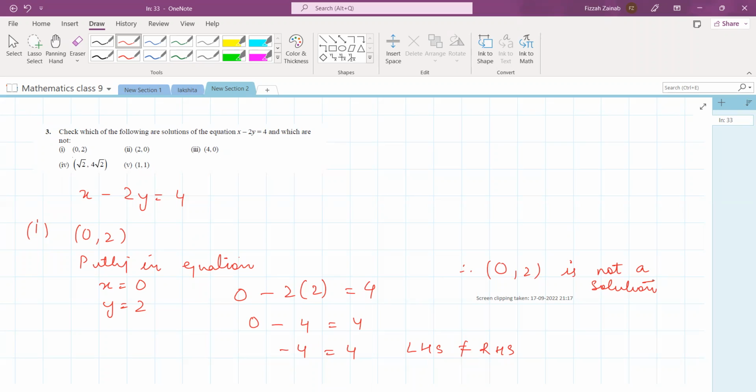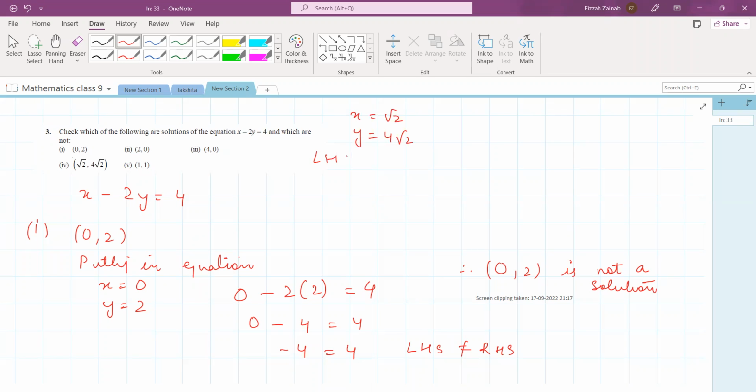So I think the second part and third part you can do. Let me do the fourth part for you, right? So the fourth part is this, where x is equal to under root 2 and y is equal to 4 under root 2. Clear?